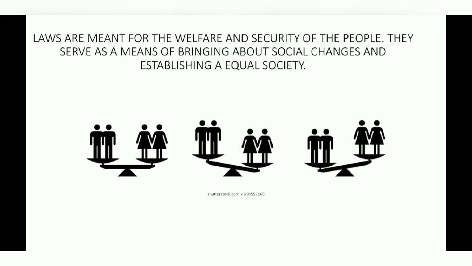Also, laws play a very important role in bringing about social changes in the society, as well as trying to bring an equal society. It doesn't mean that a certain group of people will rise against the other, that a male will go higher and a girl or woman would be looked down upon. It's not like that. Laws try to make everything equal. There will be no misuse of power. According to the laws, everyone should get equally what they deserve.